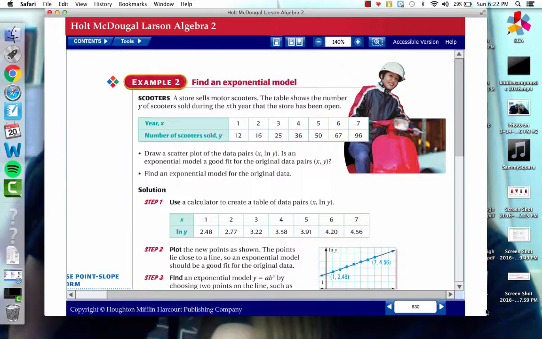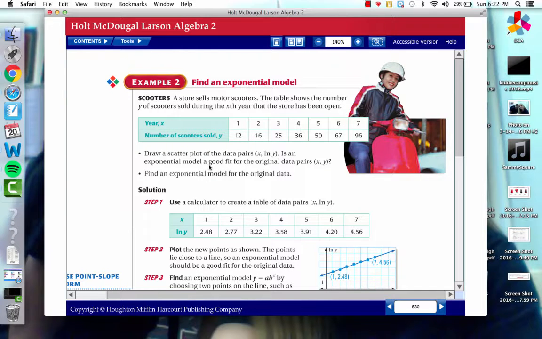So example 2 in the book is talking about finding an exponential model, and basically what it gives you is a set of data. Here it says it's a number of scooters sold in a number of years, and it lists 1, 2, 3, so the first 7 years and the number of scooters that they've sold. And what it asks you to do first is to draw a scatter plot of the data and then see if that exponential model is a good fit for the original data.